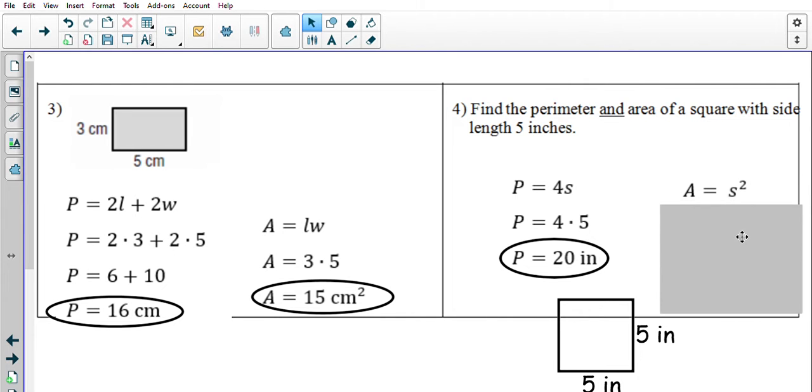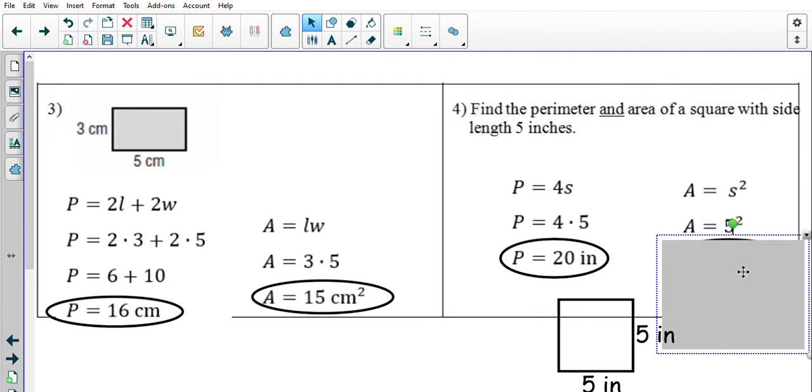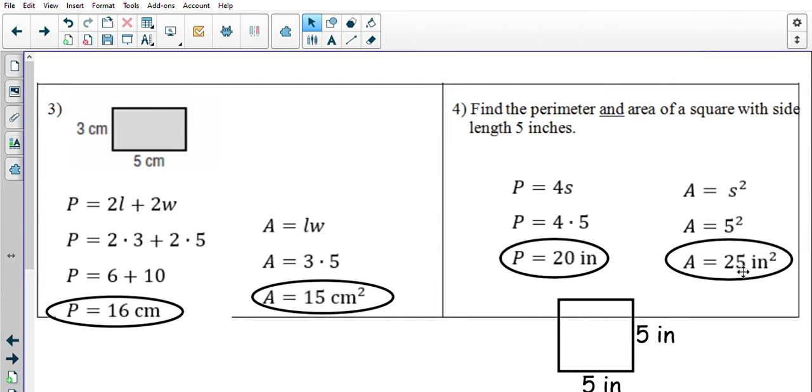For my area, I'm going to do s squared, so that's 5 to the second power, which is not 10. Keep in mind that is 25. We're taking 5 times 5, and our label will be inches squared.